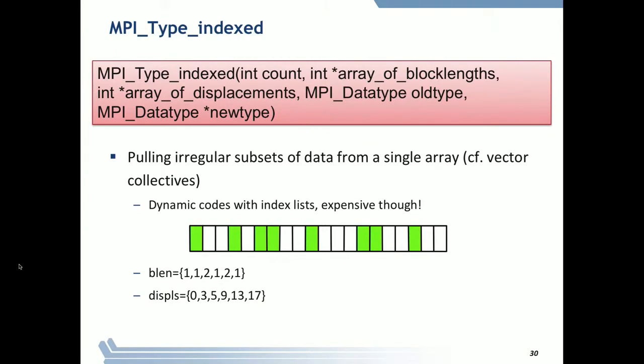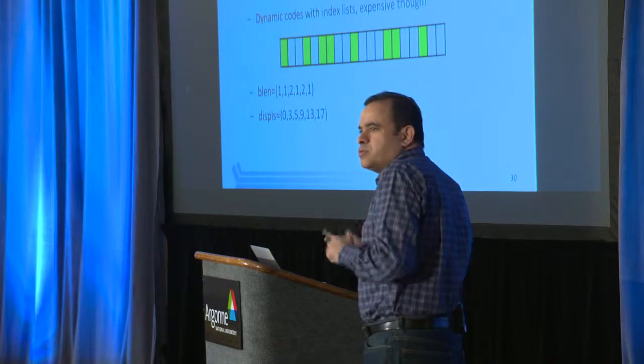It's called an indexed type, because that's what you're effectively passing. So suppose you have to send this kind of data, the green elements in this array. The strides are not uniform here. This is a gap of 3. This is a gap of 2. Again, a gap of 4 or whatever. It's not uniform.